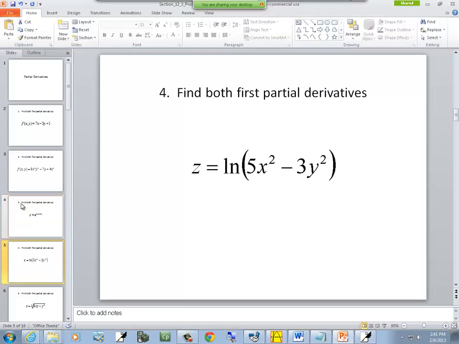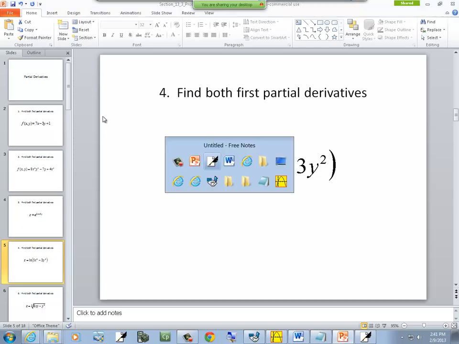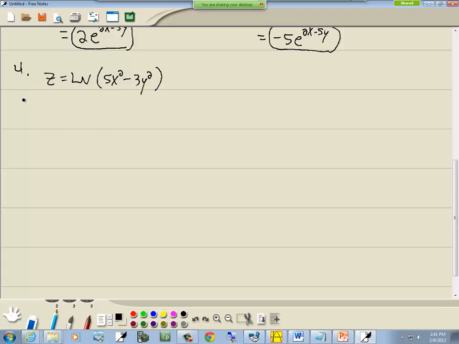And number 4. We got z is equal to natural log of 5x squared minus 3y squared, and it wants us to find both first partial derivatives again. So I'll take the partial of z with respect to x. Well, the derivative of natural log of something is always 1 over whatever's inside the parentheses, so that doesn't change. This is 1 over 5x squared minus 3y squared.